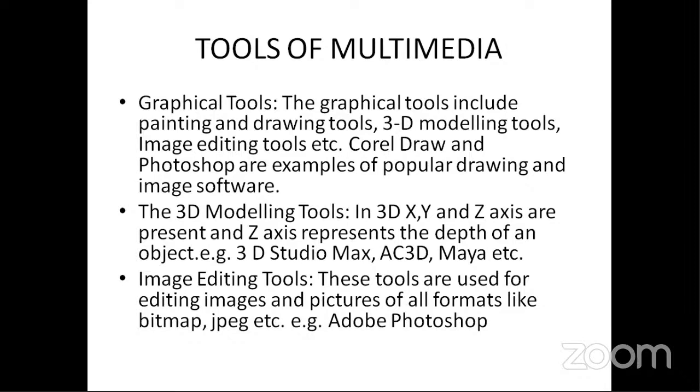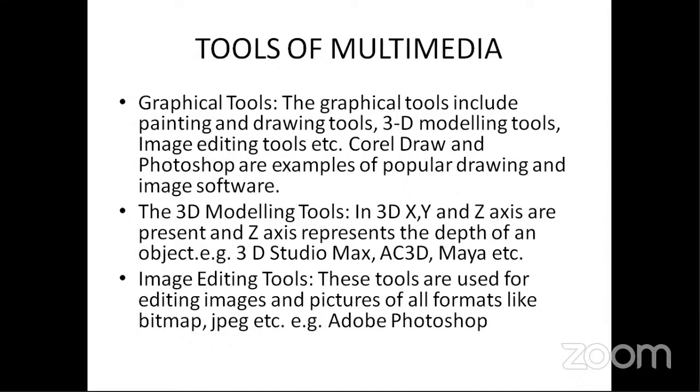Within graphic tools, you have 3D modeling tools. Generally, when we see something on the computer, it has two axes, the x-axis and y-axis. The length and the breadth can be known from the x-axis and the y-axis. Whereas in 3D modeling tools, you also have a z-axis. What does the z-axis do? The z-axis gives depth to the image.